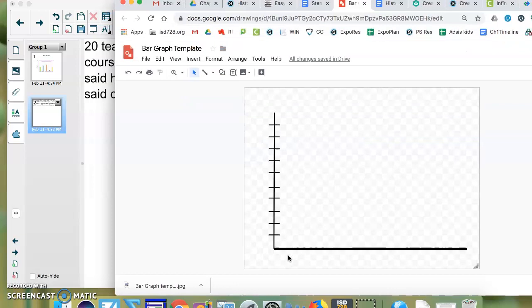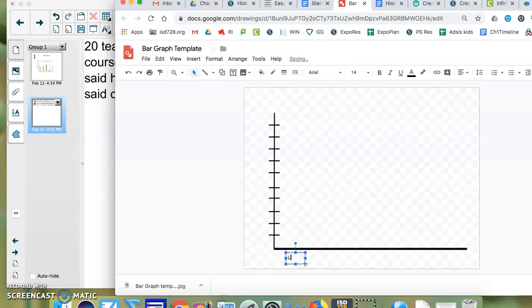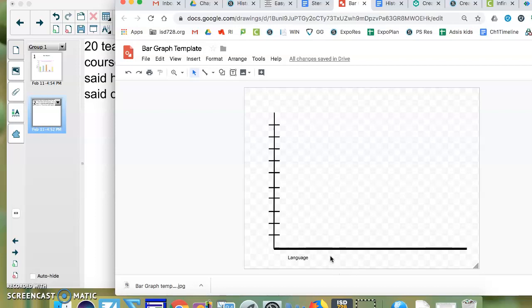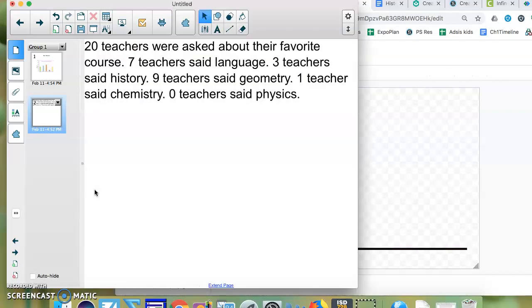So I'm going to make language one of my words here. So I'm going to add a text box and I'm going to say language. And then another box is going to be history. So I'm going to create a text box for history. Move that up. And then we have geometry.